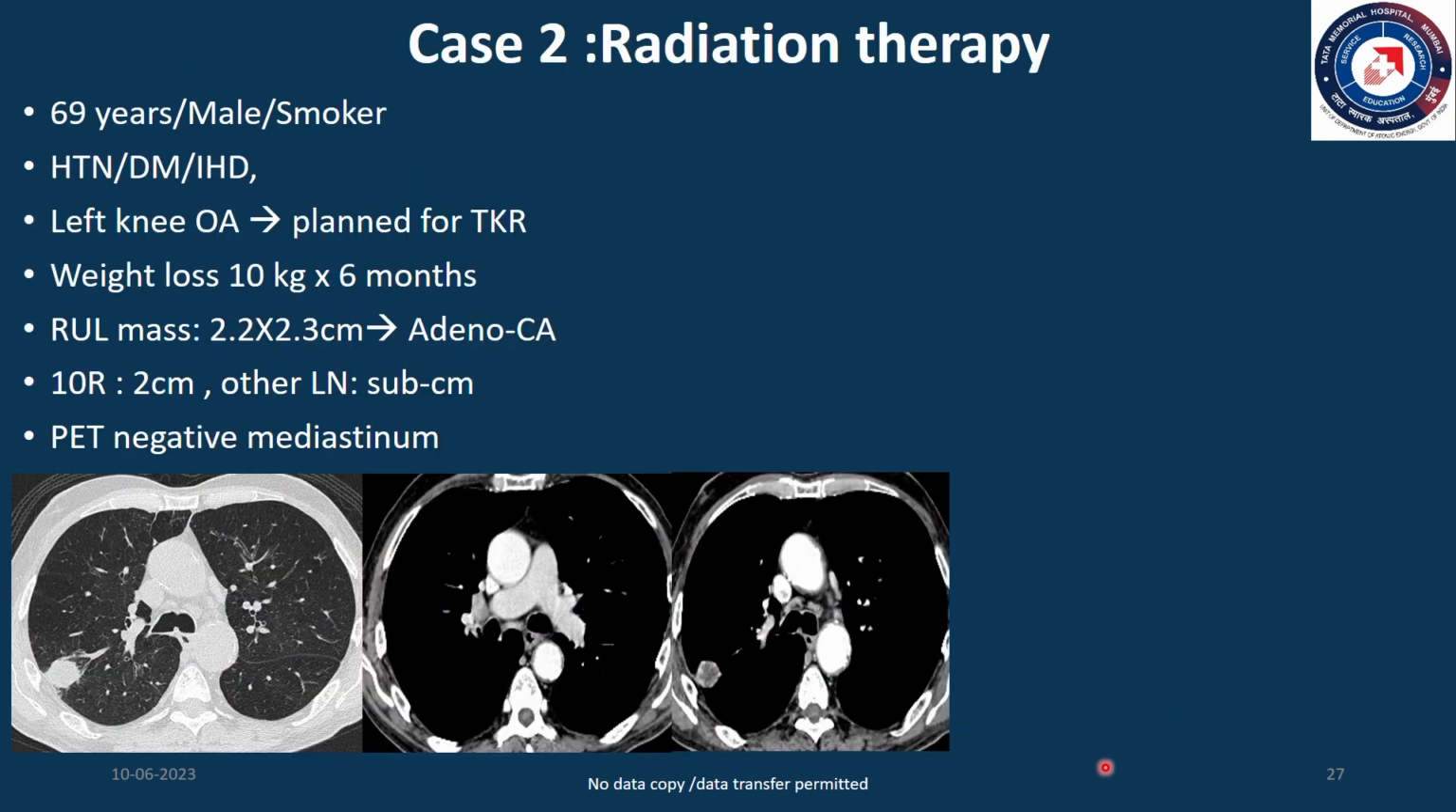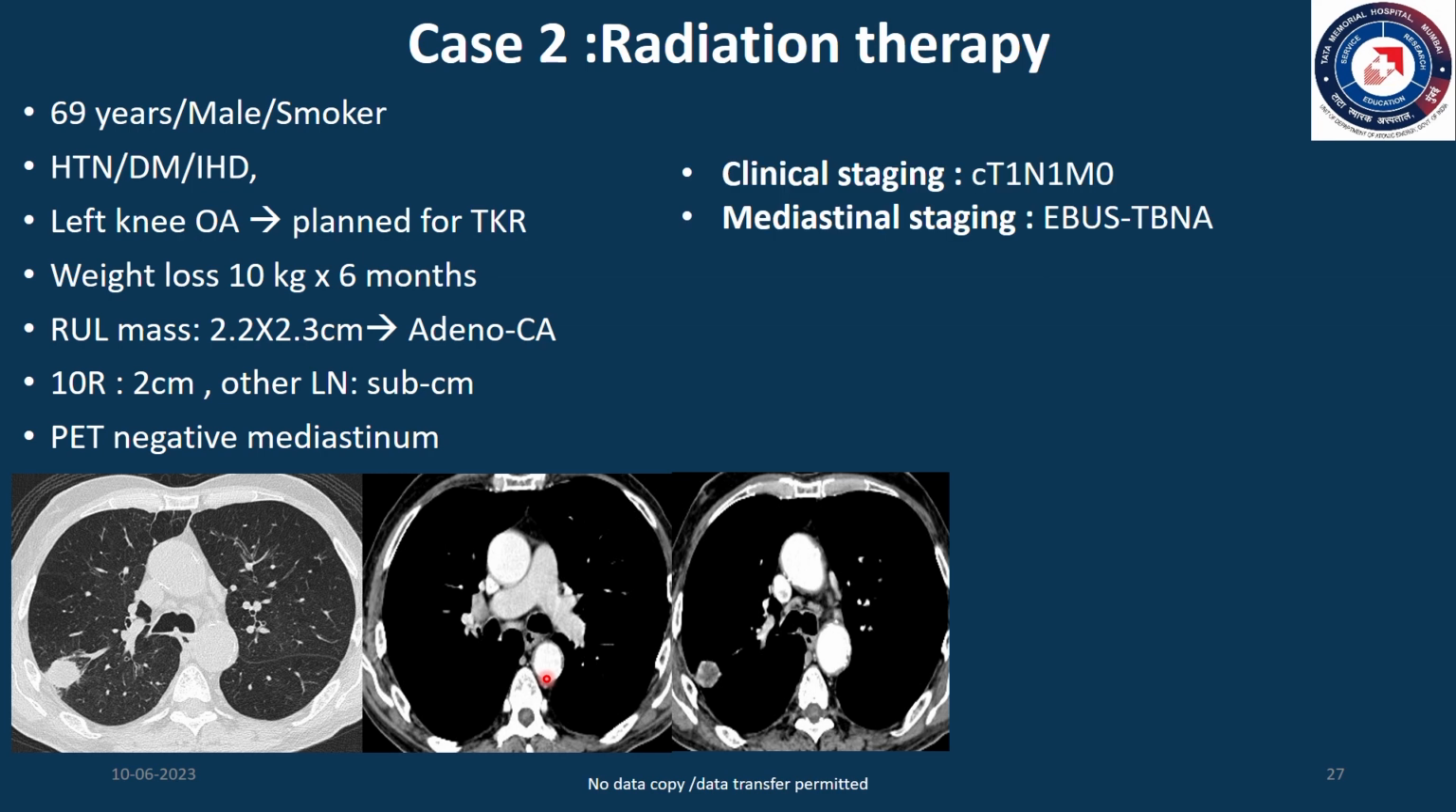Regarding the radiation therapy, this patient of 69 years, with multiple comorbidities and weight loss, was only undergoing evaluation for knee replacement, and his CT scan shows there is a right upper lobe mass. There are mediastinal nodes. You can see that the node is enlarged even in the right hilum. So this is peripherally located, less than 3 centimeters, but the node is positive on radiology. So what should be done? The patient should be subjected to staging. So this is a clinical T1, N1, M0.